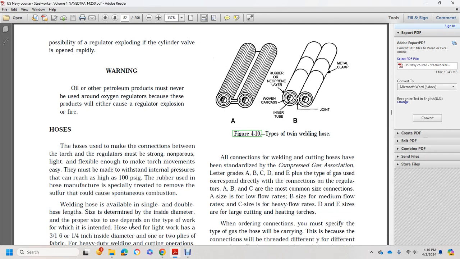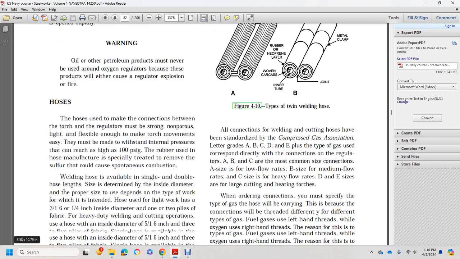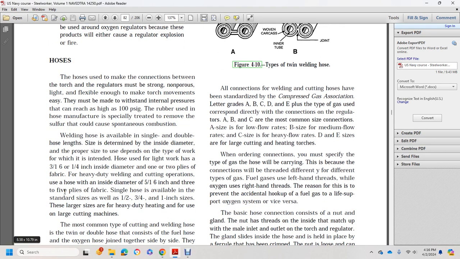Hoses. Hoses used to make the connection between the torch and the regulators must be strong, non-porous, and flexible enough to make torch movements easy. They must be strong enough to withstand the internal pressure, which can reach a high of 100 psi gauge. Rubber used in hose manufacture is specially treated to remove the sulfur, which could cause spontaneous combustion. Welding hose is available in single or double hose. The proper inside diameter depends on the type of work for which the hose is used.